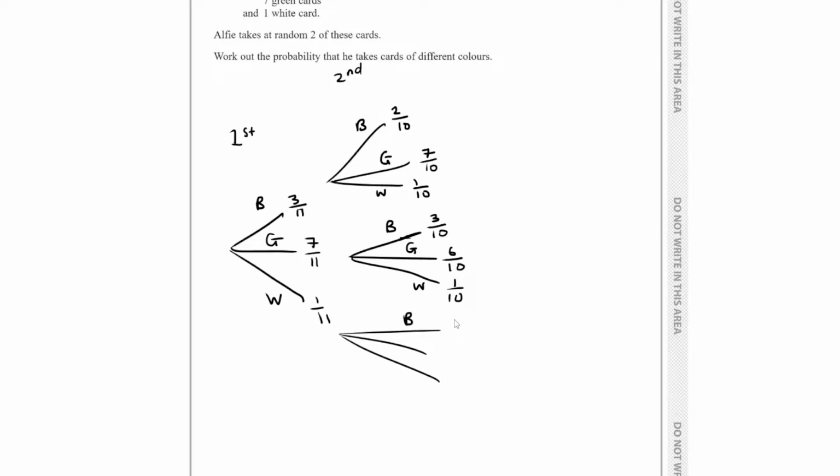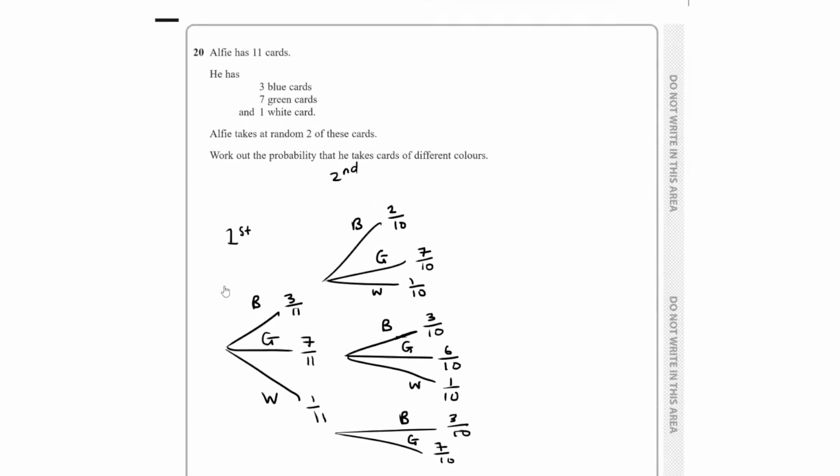If he picks white first, he still has 3 blue. If he picked a white first, he still has 7 green. If he picked a white first, there's no more whites, are there? So technically, you could put 0 if you want, but that's not even a branch, is it? He's only got 1 white, so he can't pick 2 whites. So that's my tree. Obviously, hopefully yours looks a bit nicer than mine. Now, what have they actually asked for?